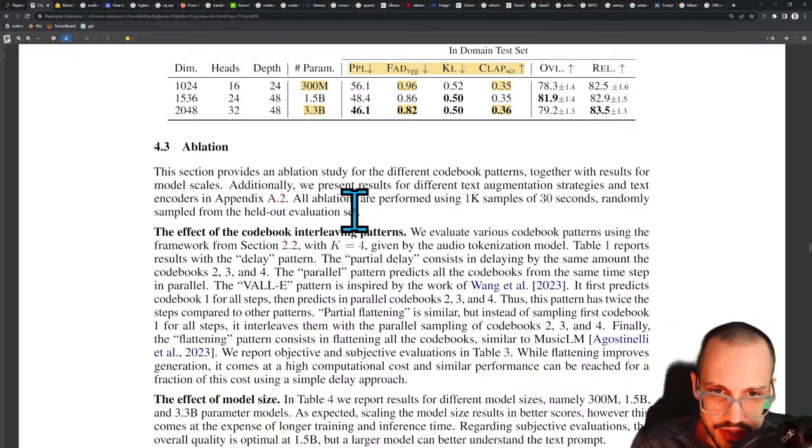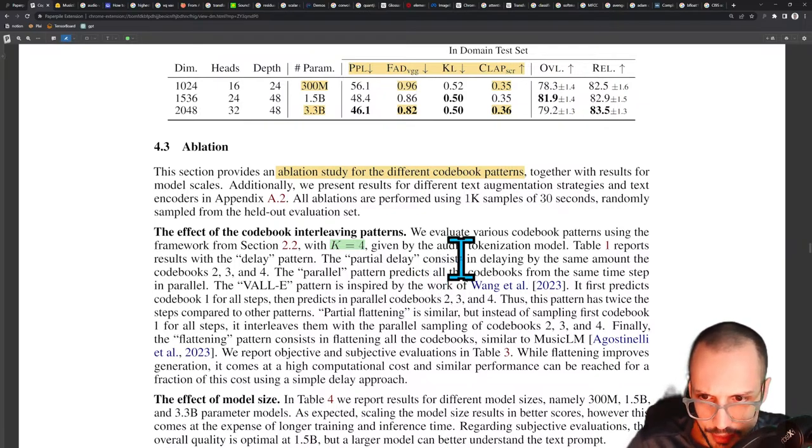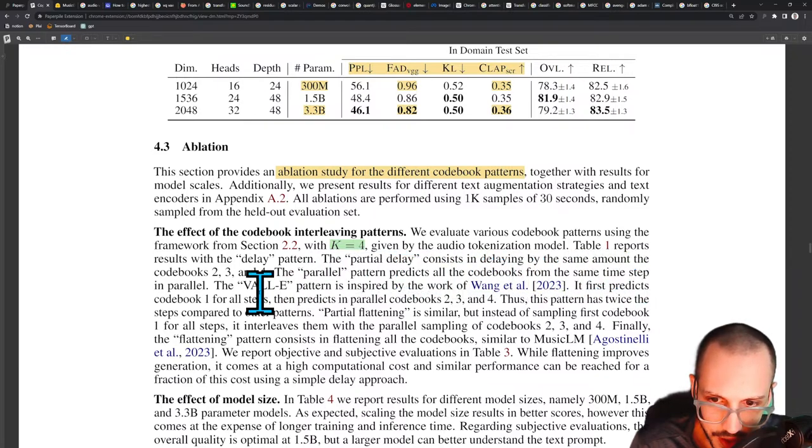This section provides an ablation study for different codebook patterns and text encoders. All ablations are performed using 1K samples of 30 seconds, randomly sampled from the held-out evaluation set. We evaluate various codebook patterns using the framework with k equals 4, so 4 codebooks, which represent 4 levels of residual vector quantization. Table 1 reports results with the delay pattern. Partial delay consists in delaying the same amount in codebooks 2, 3, and 4. Parallel pattern predicts all codebooks from the same time step in parallel. And then valley pattern first predicts codebook 1 for all steps, then predicts the pair in parallel codebooks 2, 3, and 4.